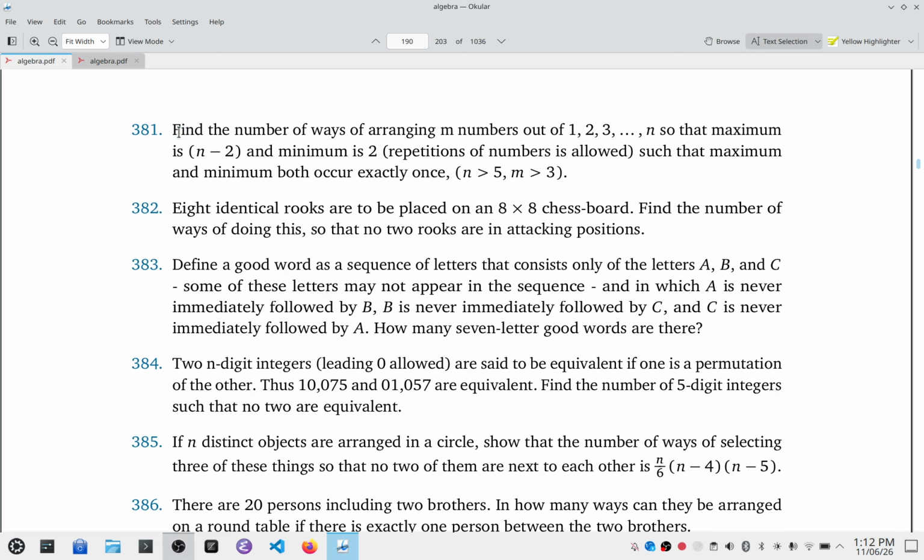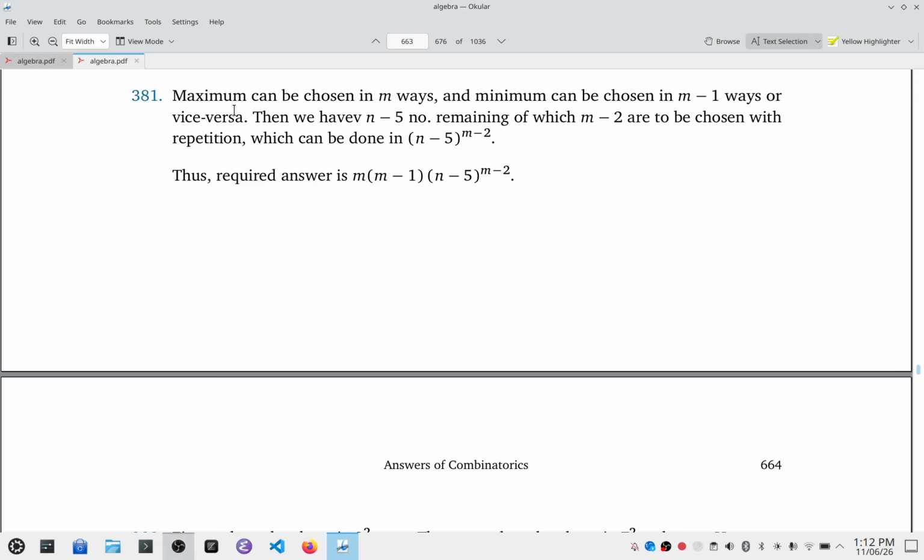Question 381 says: find the number of ways of arranging m numbers out of 1 through n so that the maximum is n minus 2 and the minimum is 2. Repetition of numbers is allowed, such that the maximum and minimum both occur exactly once, with n greater than 5 and m greater than 3. So we can choose the maximum in m ways and the minimum can be chosen in m minus 1 ways, or vice versa. Then we have n minus 5 numbers remaining, of which m minus 2 are to be chosen with repetition, which can be done in n minus 5 to the power m minus 2 ways.